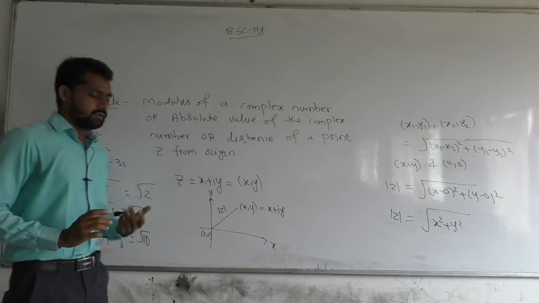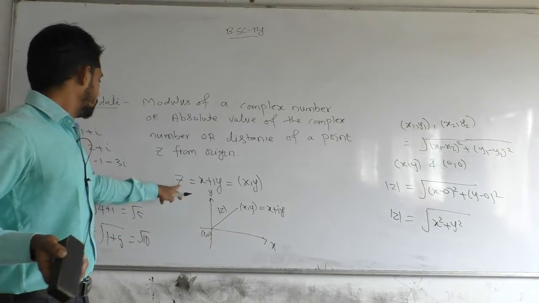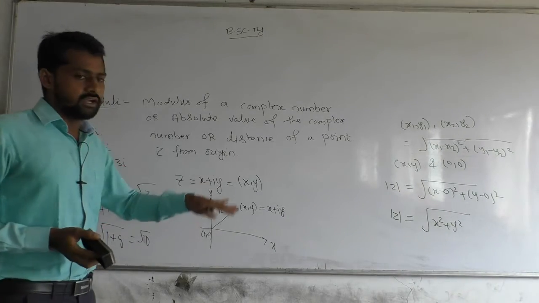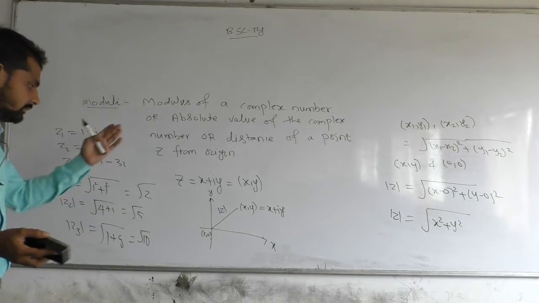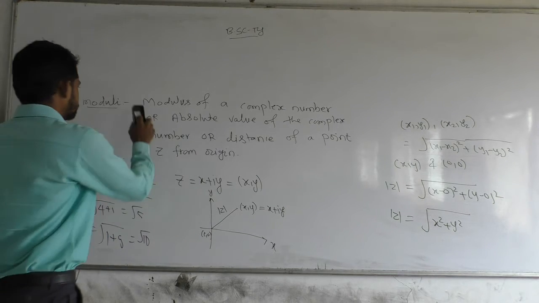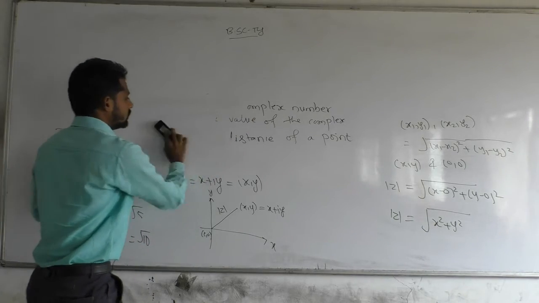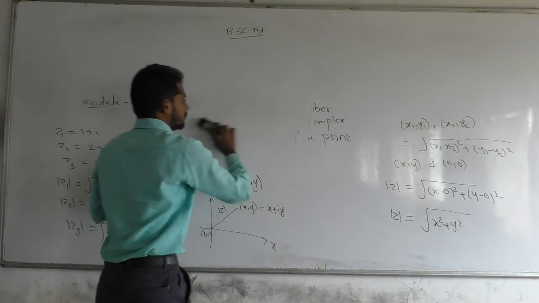Now we can find the absolute value of any complex number. So keep in mind this, every complex number can be represented on a directed line. That plane is called the Z plane. Now, this is about the modulus of a complex number.